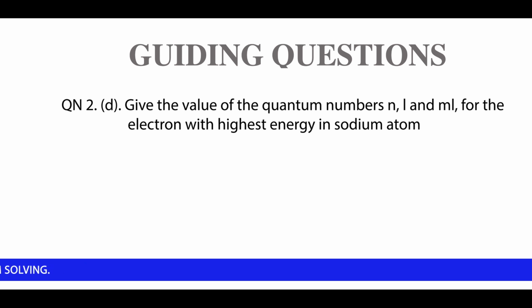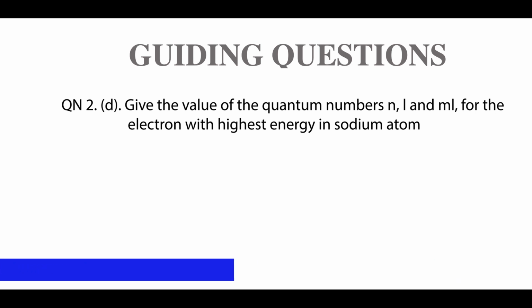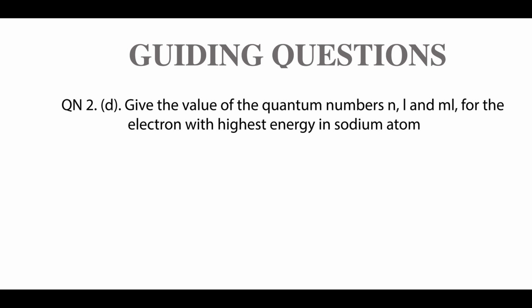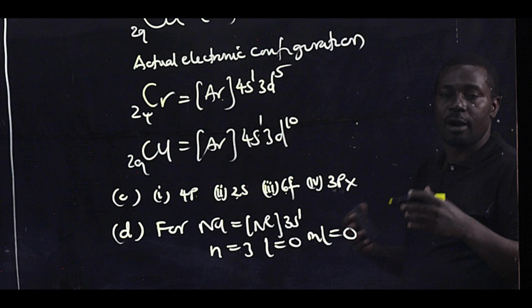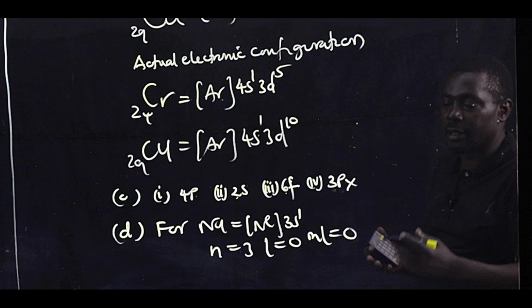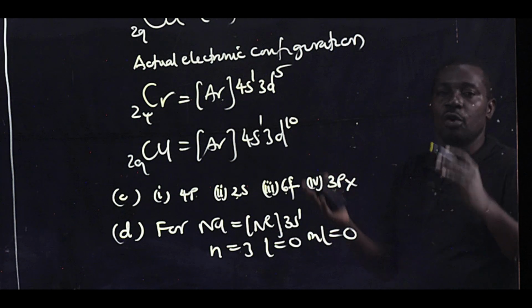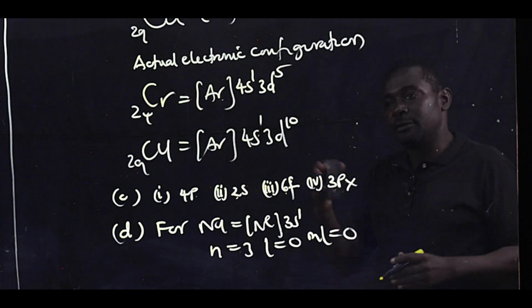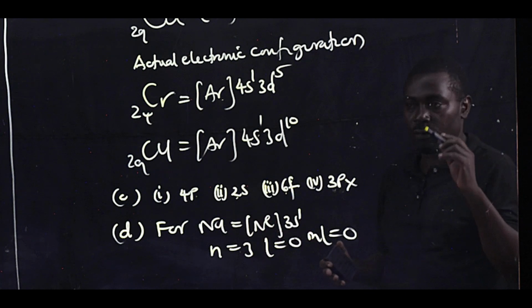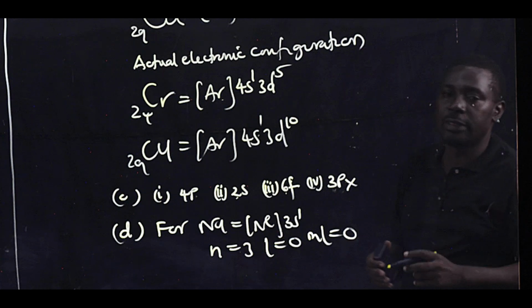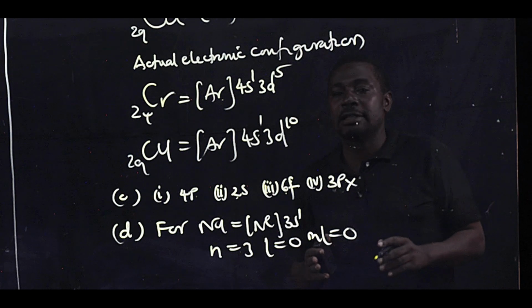Last question. Question number 2D. Give the value of the quantum numbers n, L, and ML for the electron with the highest energy in a sodium atom. Okay, we know that atoms have energy levels, and those energy levels have different amounts of energy. So electrons fill the atom in order of increasing energy level, filled first in the orbital or shell of lowest energy, then filled into the next orbital of higher energy.